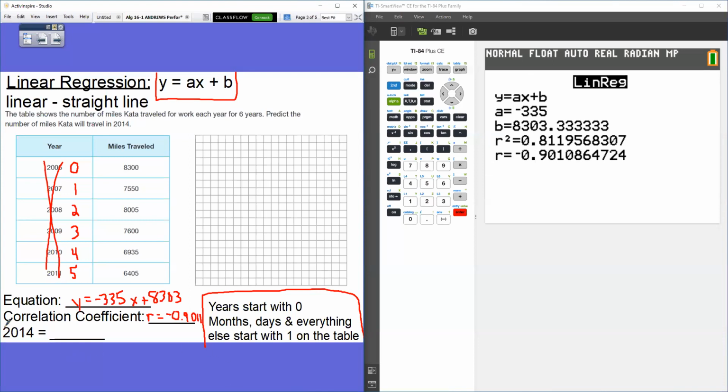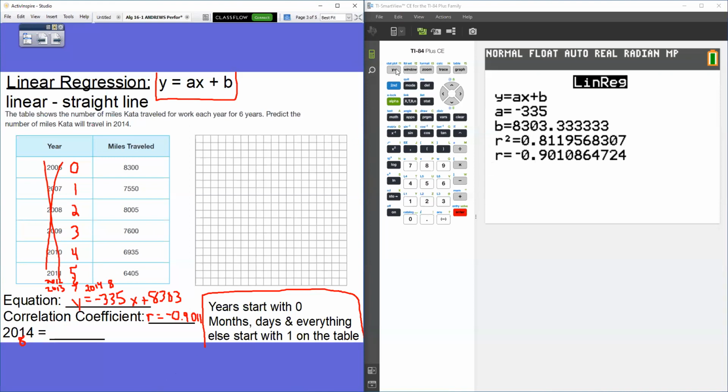To make a prediction for 2014, first of all, we need to figure out what year that would be. All right, 2012, if we keep on going in our table, 2012 would be year 6. 2013 would be year 7. 2014 would be year 8. So this is really year 8 that we're talking about.